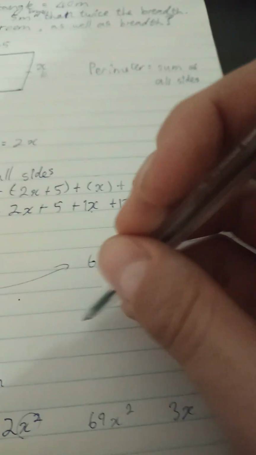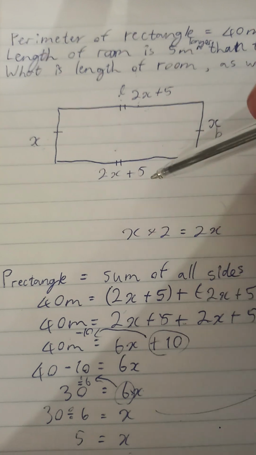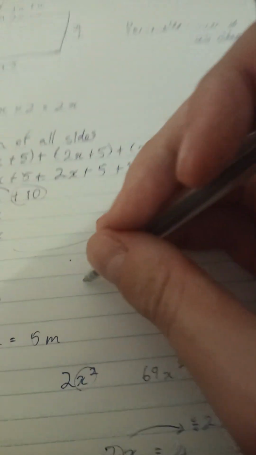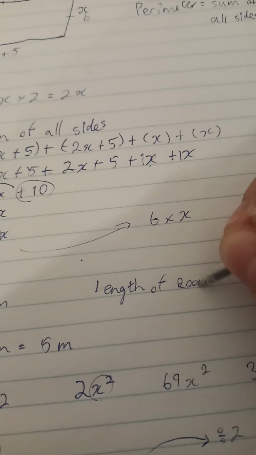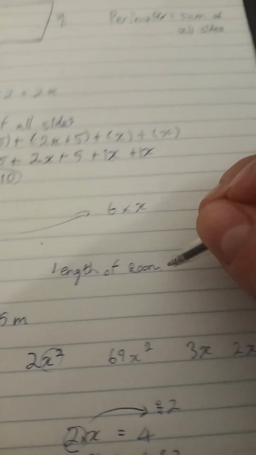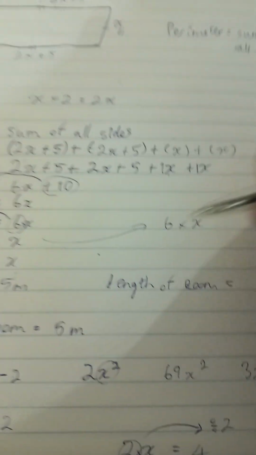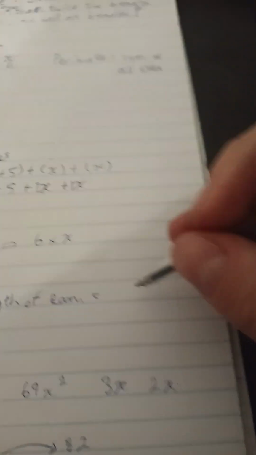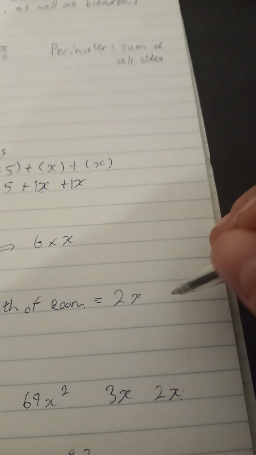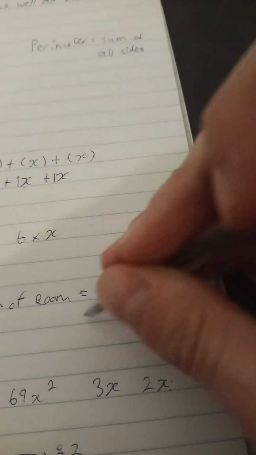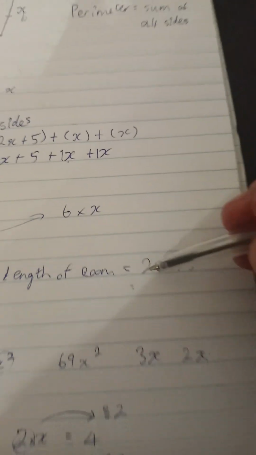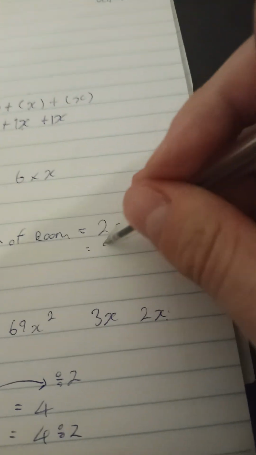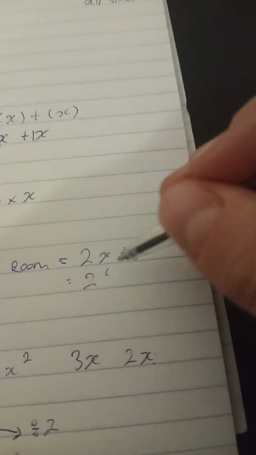Now how do we find the length of the room? We just have to use one of these, which is 2x plus 5. Let's do this. The length of the room is equal to 2x plus 5. Sorry, this looks very untidy. I'm still trying to keep the page steady. Now, all we need to do is, since x is equal to 5 meters, replace this x with 5. But when we do that, we have to put 5 in brackets.